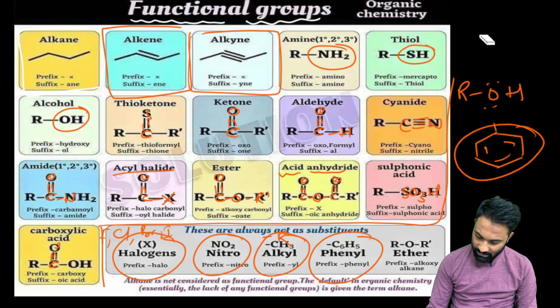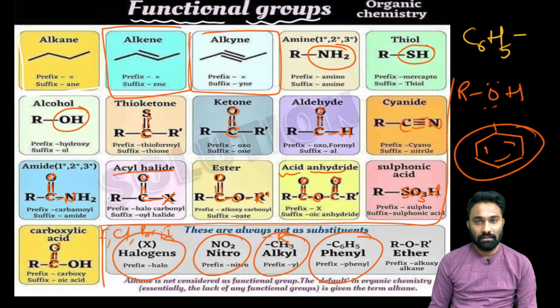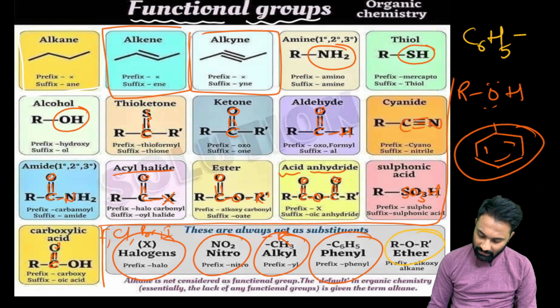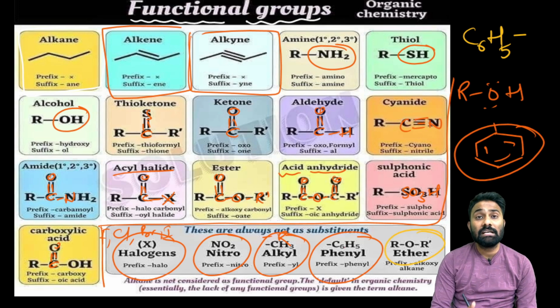Clear? Now C6H6 is benzene. Done. From this C6H6, if I remove one hydrogen, then it will become phenyl. Clear? Then ether. This will never ever act as a which one? Functional group. It will always act as a substituent.